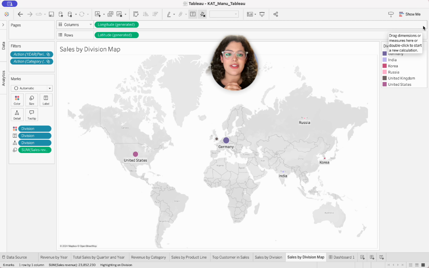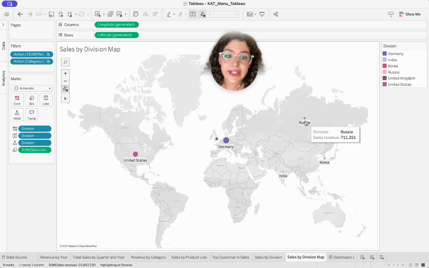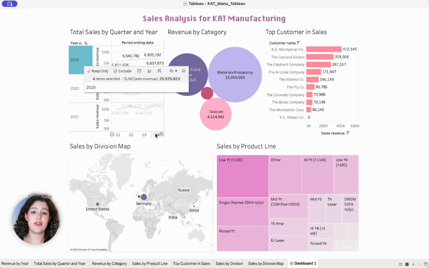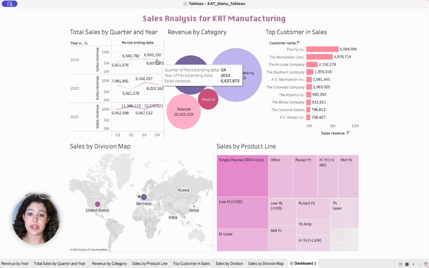with sales. So as we can see, the biggest circle represents the biggest sales by revenue, and we have Germany. And then the smallest circle is representing the smallest sales division, which in our case, I would say, is between Korea and Russia. Now let's put all this data together and see how CAT manufacturing is doing in sales revenue. So in 2019, fourth quarter, total sales revenue of $6.6 million.